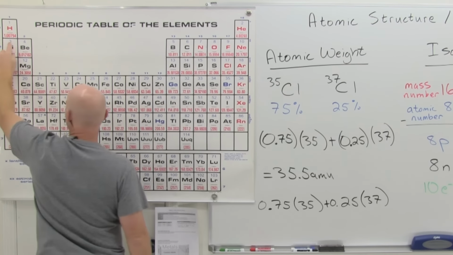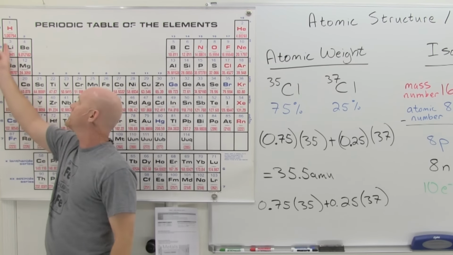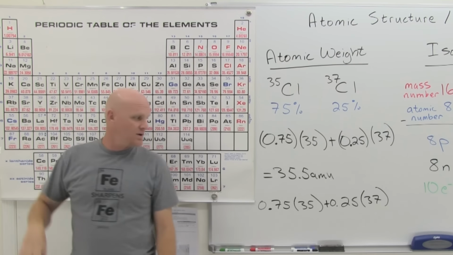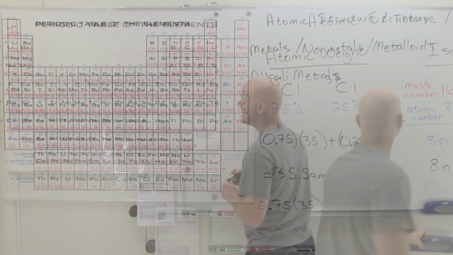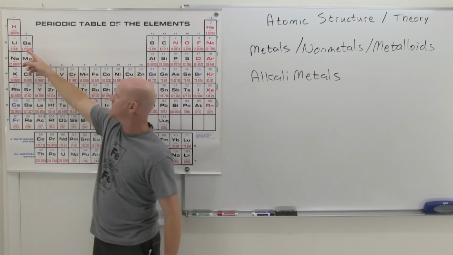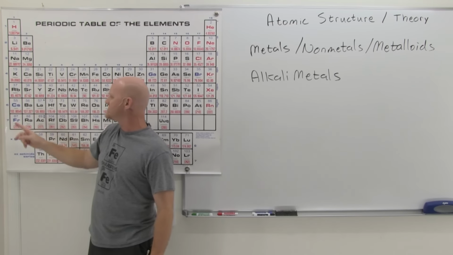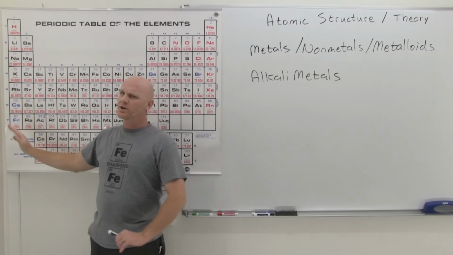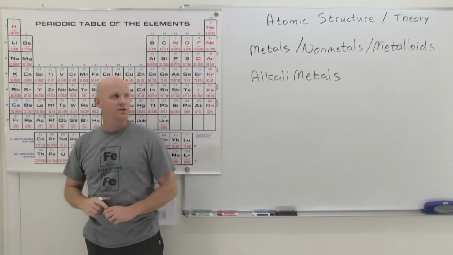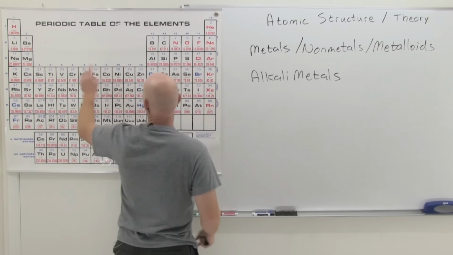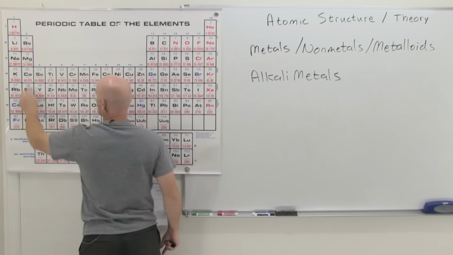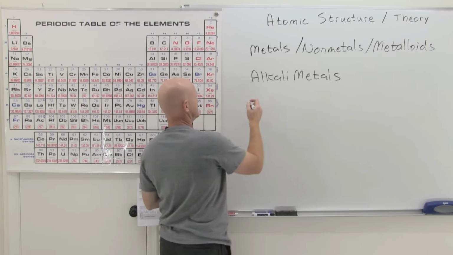And these group 1 elements right here are called the alkali metals. Let's write that down. All right, so that's the alkali metals here. We got lithium, sodium, potassium, rubidium, cesium, and then francium is really radioactive and people don't play with it a lot, but it technically is an alkali metal. And then it turns out the group 2 elements right next to them are called the alkaline earth metals.